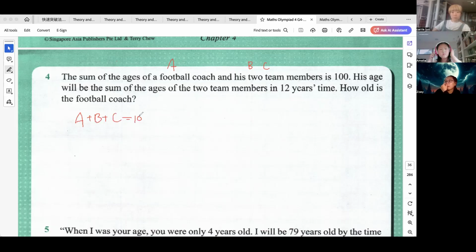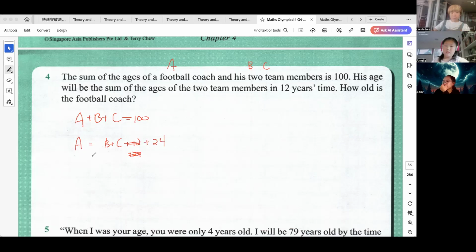Very good. His age will be sum of the age of the two team members in 12 years' time. What does it mean? His age is right now A, right? In 12 years, A equals B plus C plus 12 or plus 24? Which one? Plus 24. Very good. Because both of them are adding 12.